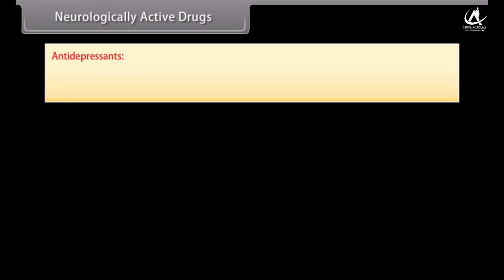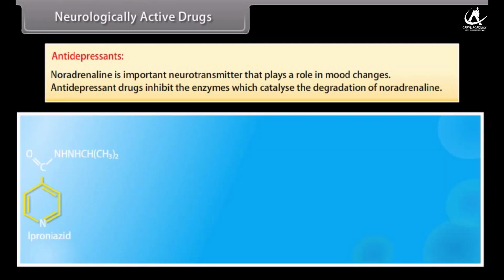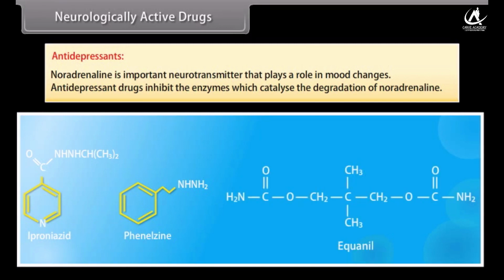Antidepressants. Noradrenaline is an important neurotransmitter that plays a role in mood changes. Antidepressant drugs inhibit the enzymes which catalyze the degradation of noradrenaline. For example, iproniazid and phenelzine. Equanil controls depression as well as hypertension.